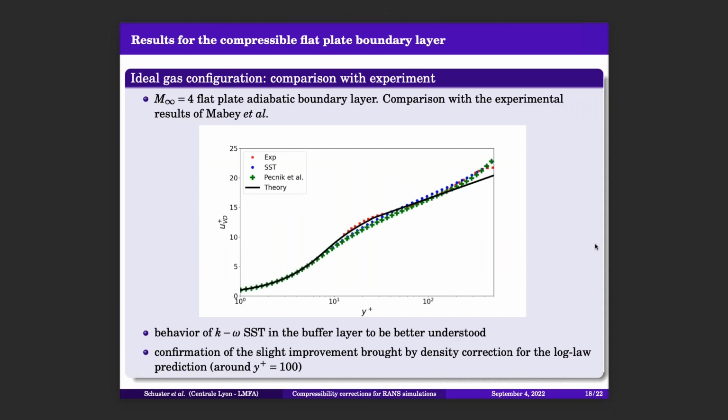We just make also a comparison for the Mach 4 calculation with available experiments, which are in red here. So it's the same curve as the previous one, but you have on top of that the red curve. So we see that there's something probably which needs to be fixed with the K omega SST for the buffer layer, but this has nothing to do with density correction because it's already there for the baseline model. And we see that the experiment is in good agreement also with the theoretical log law. So the green curve, I would say, is indeed a better match than the blue one. Next slide, please.